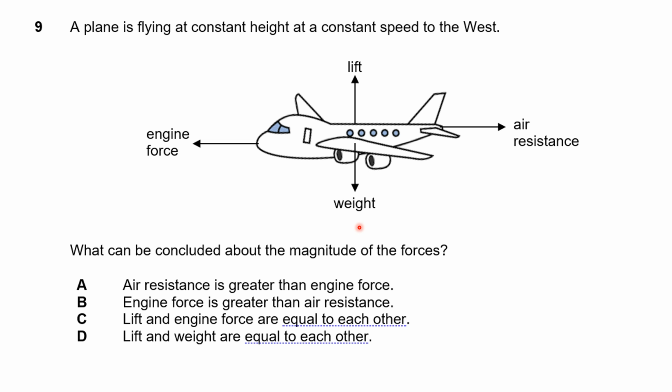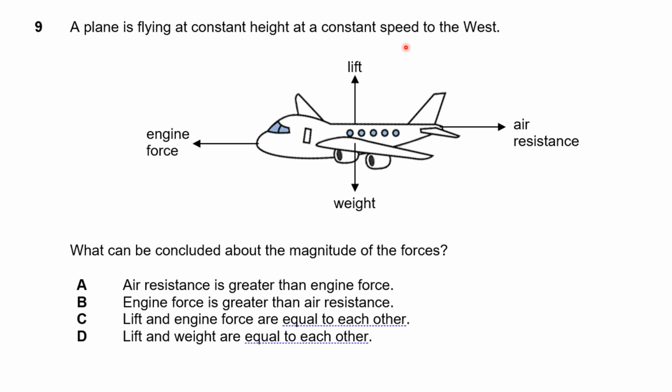Question 9. A plane is flying at a constant height and a constant speed to the west. We want to conclude about the magnitude of the forces. This is again Newton's first law because it's traveling at a constant velocity. Its height is not changing, its speed is not changing, it is not changing direction, so there is no acceleration and therefore no resultant force.